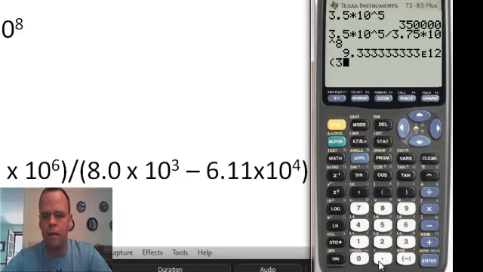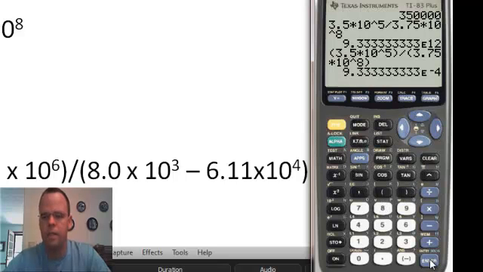To do this correctly, you must use parentheses. So I'll do open parentheses 3.5 times 10 caret 5, close parentheses, then divided by, open parentheses, 3.75 times 10 caret 8, close parentheses. Now if I do this, I get 9.33 times 10 to the negative 4th. And 9.33 times 10 to the negative 4th is our correct answer.